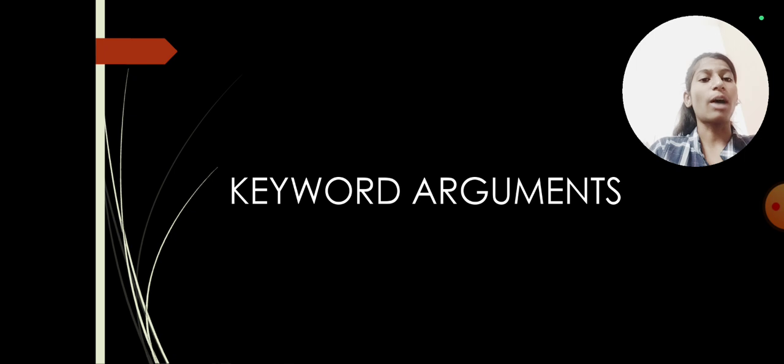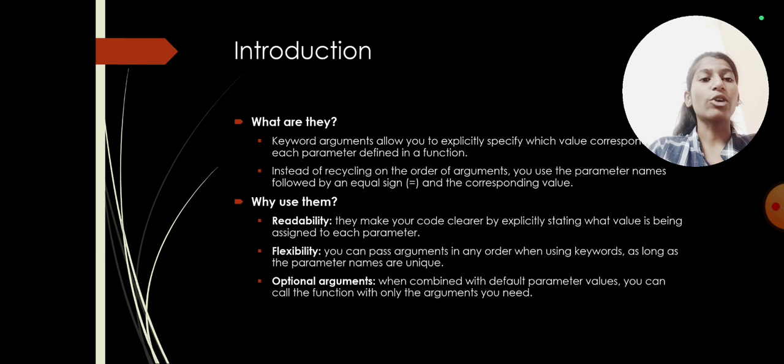First, we'll discuss what keyword arguments are. Keyword arguments allow you to explicitly specify which value corresponds to each parameter defined in a function. Instead of relying on the order of arguments, you use the parameter names followed by an equal sign and the corresponding value. Why do we use keywords? For readability, flexibility, and optional arguments.